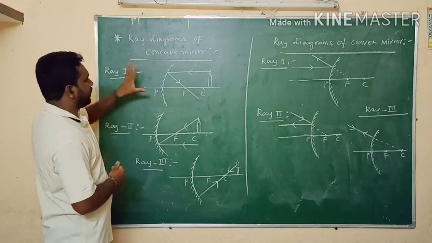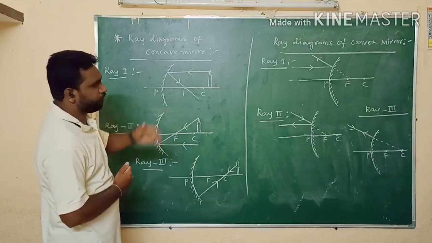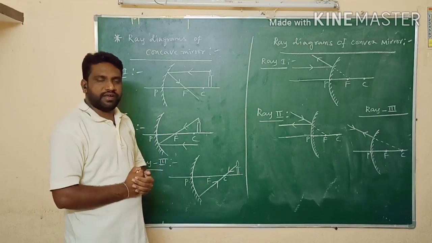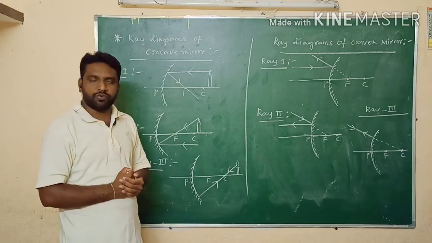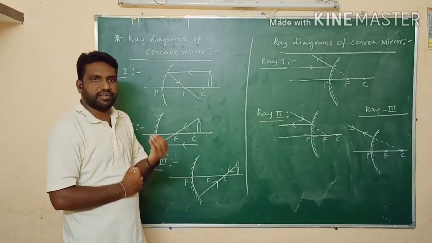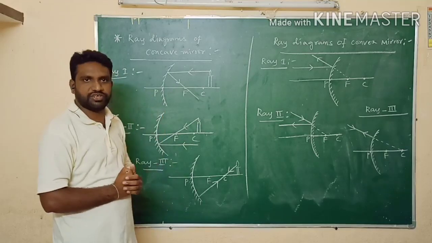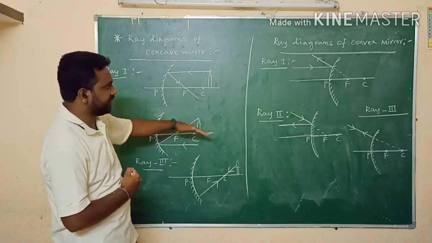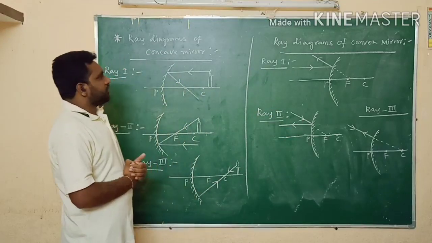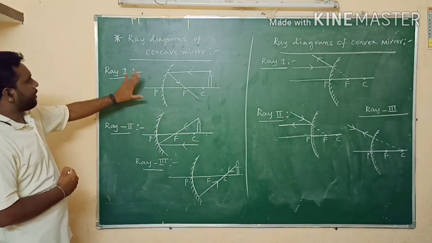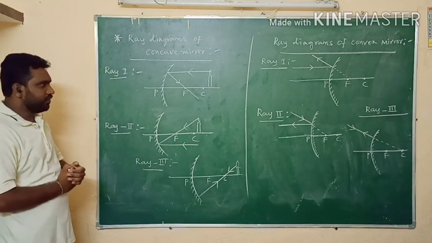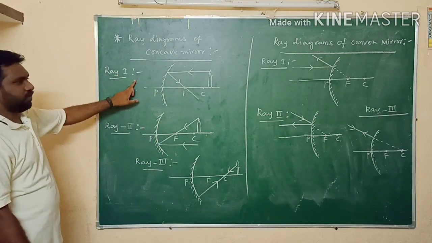These three light rays are helpful to draw the ray diagrams, and with the help of these ray diagrams we are going to know the position and nature of the image according to the position of the object in front of the mirror. So that is the main purpose of these three rays. If you observe these three diagrams, first of all we will discuss the concave mirror. First of all we will see ray 1.